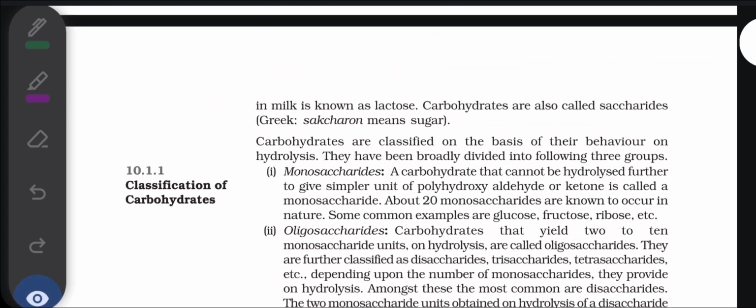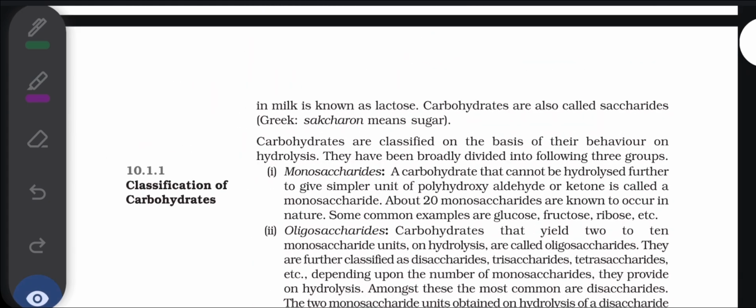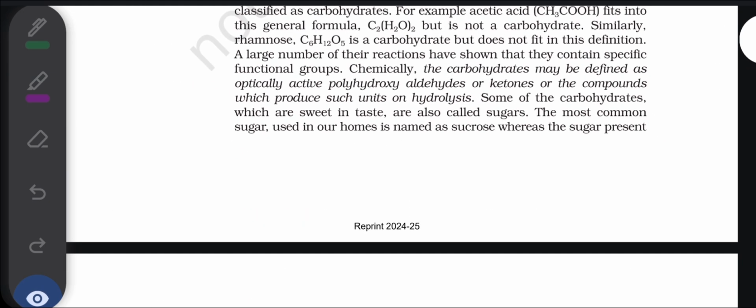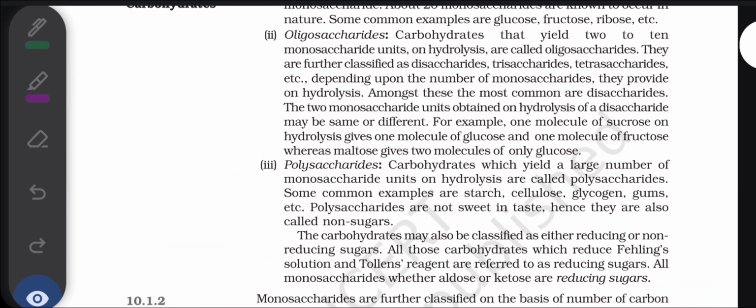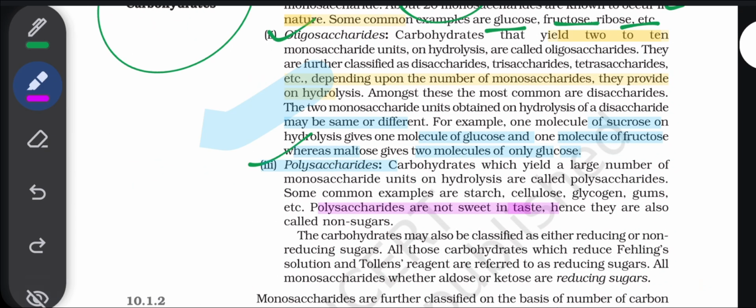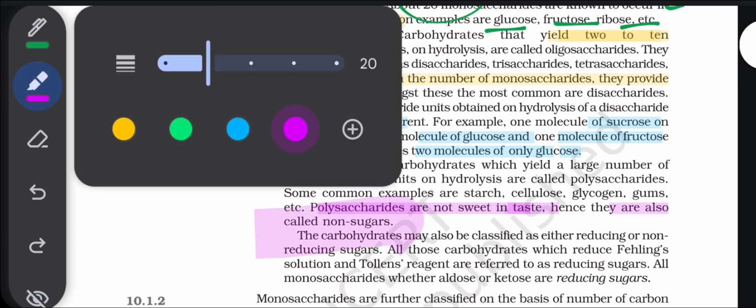Monosaccharides are sweet in taste, because we saw here the most common sugar which we use, sucrose, is a disaccharide, so it comes under oligosaccharide. So that is obviously sweet in taste, but polysaccharides are not sweet in taste. That we need to remember. Hence, they are also called non-sugars. Okay, so polysaccharides are called non-sugar.